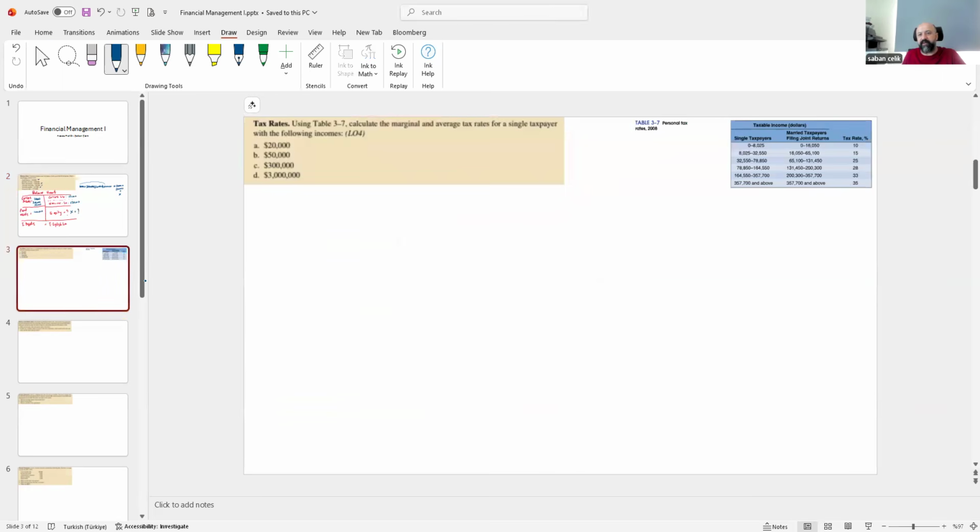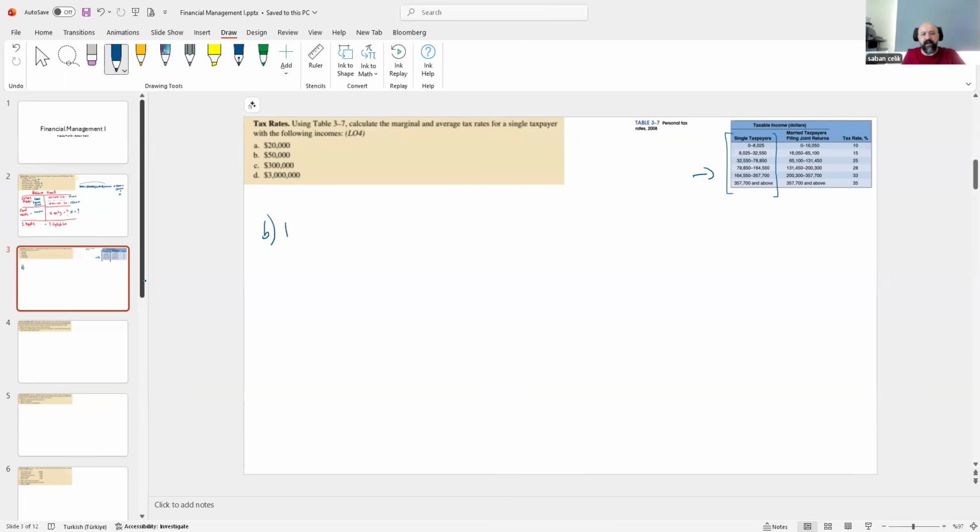The second problem is about tax. Here we have some income levels, and based on these income levels, we have a schedule for single taxpayer and married taxpayer. The question is to calculate the marginal and average tax rates for a single taxpayer. That means I'm going to consider this part here in order to calculate A, B, C, D. I will choose B for a representative solution because the rest will be the same for the others.